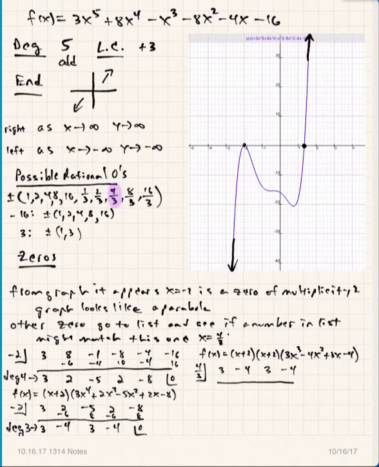Divide by 4/3, you bring down the 3. 4/3 times 3 is 4. Put 4 in the next column, add, you get 0. 4/3 times 0, that's easy, that's 0. Add, you get 3. 4/3 times 3 is 4. Add, you get 0. And so, sure enough, 4/3 is a 0. We have proved it now.